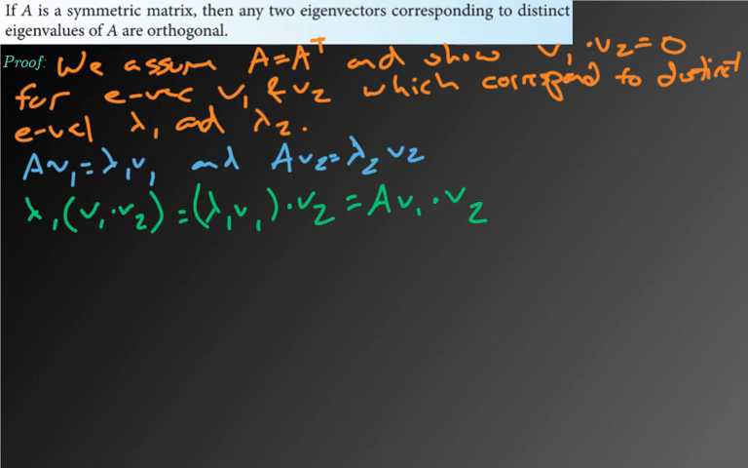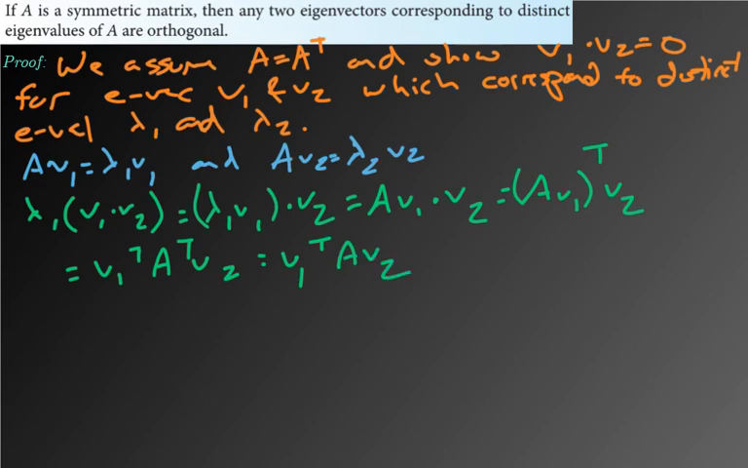Based on the whole duality thing with dot product, this is then the same as the first thing's transpose times the second thing. So this is just the definition of dot product, the transpose definition. So then I'm going to take my transpose, so I get V1 transpose A transpose V2. We know A transpose is A, because A is symmetric, so we're just going to put that in right there.